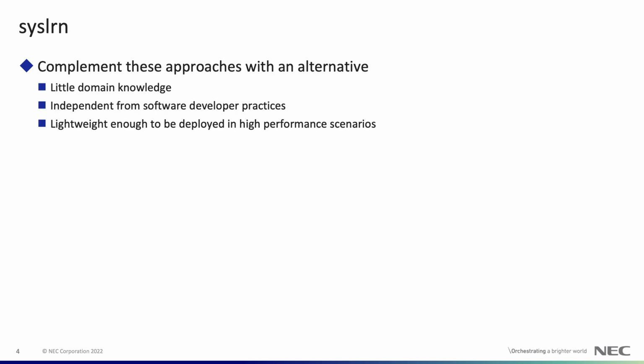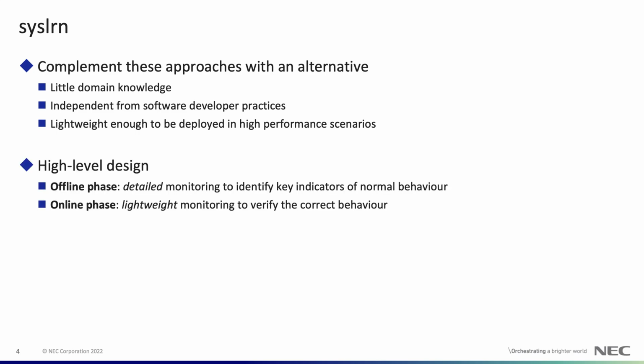In this work, we propose an alternative to complement or potentially replace these approaches, which requires little domain knowledge, which is independent from software developer practice, and which is lightweight enough to be deployed in high-performance scenarios. From a high-level perspective, we split the problem into phases. In the offline phase, we perform detailed monitoring to identify key indicators of normal behavior. Then, in the online phase, we can execute a lightweight monitoring based on such learned indicators to verify the correct behavior of the system.